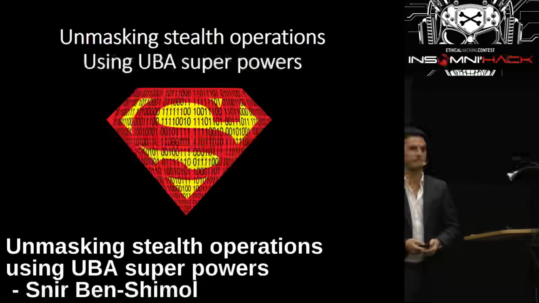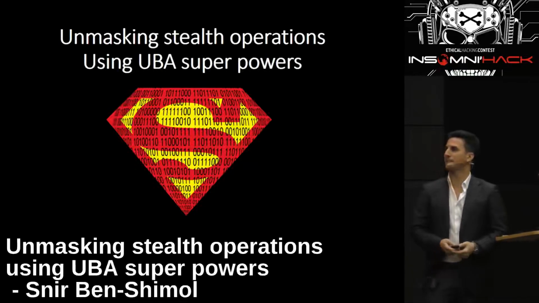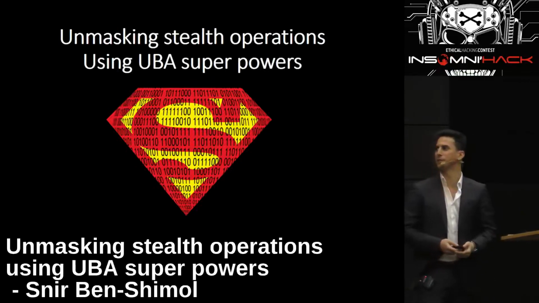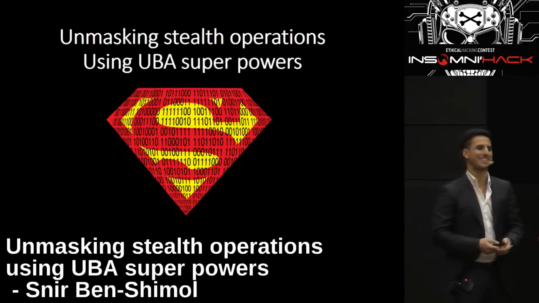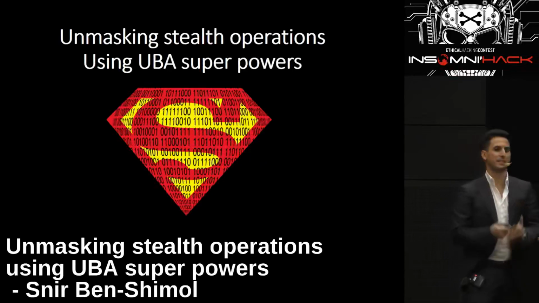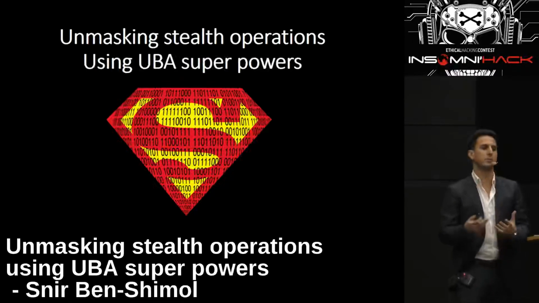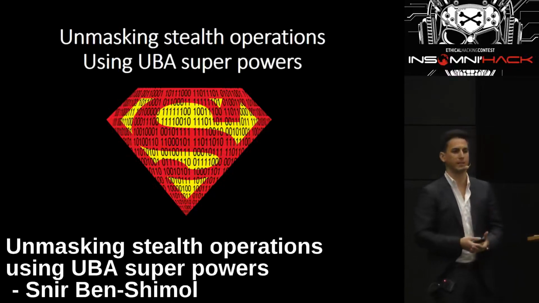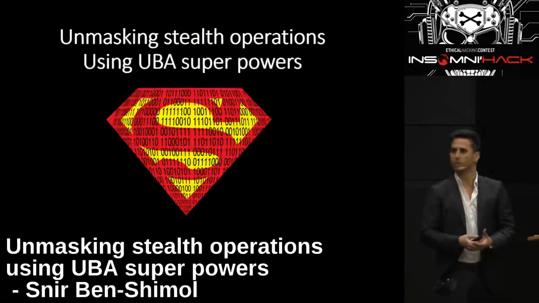My name is Snir, and this is Unmasking Stealth Operation using UBA superpowers. I said it in one sentence. It's pretty long, but basically it's helping blue teams to identify very complicated and stealth attacks using machine learning and user behavior analytics, which is also pretty long.